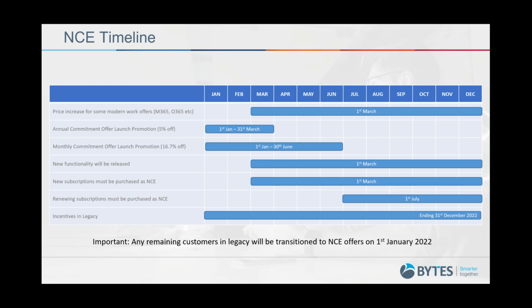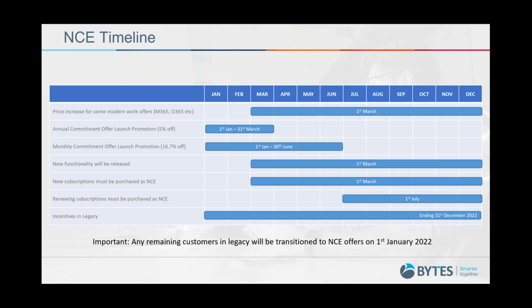Like I said, available today is the annual commitment promotion, which reduces the price by 5%. That promotion only runs up until the end of March. Microsoft have said that they may extend it through to the end of June, but at the moment it is set to the end of March, so just bear that in mind. The monthly commitment promo reduces the price in line with the annual flexible offer that customers have got today in Legacy CSP. That promotion will run up until the end of March.